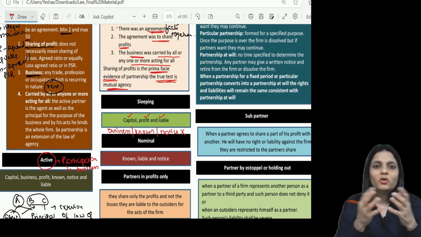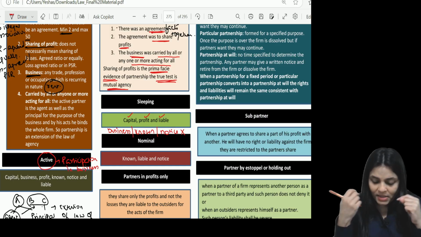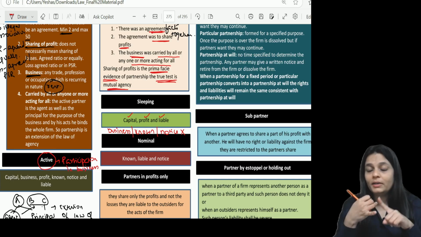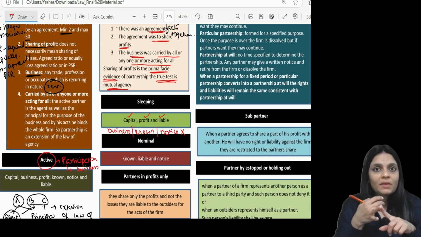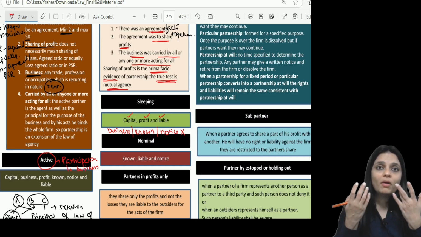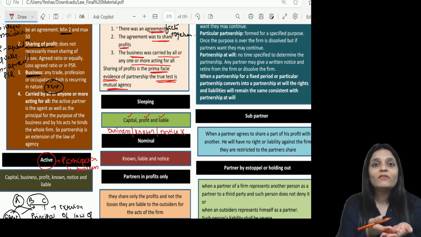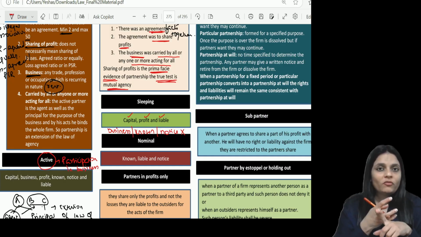Why would I take your name? Because of your goodwill, right? So he lends his name to the firm. So when I say he lends his name to the firm, does he bring in capital? No, because I've already given you my name. Does he take part in the business of the firm? No, I've already given you my name. If I only have to do the business, I will give you name, I will bring capital, then why do I need you? Right?